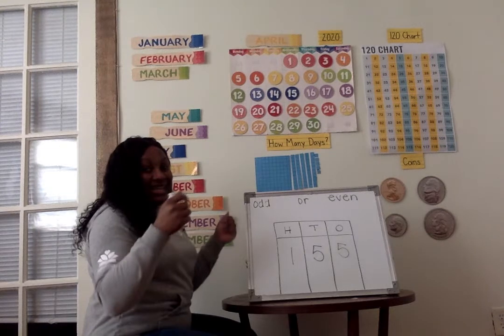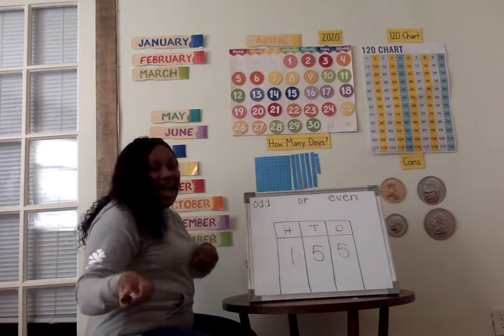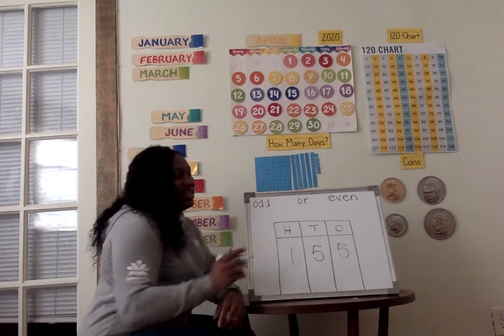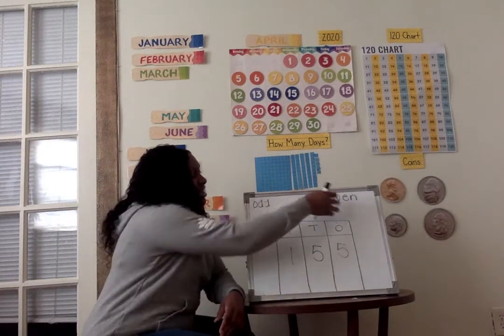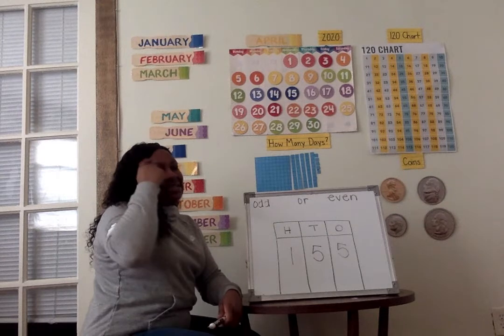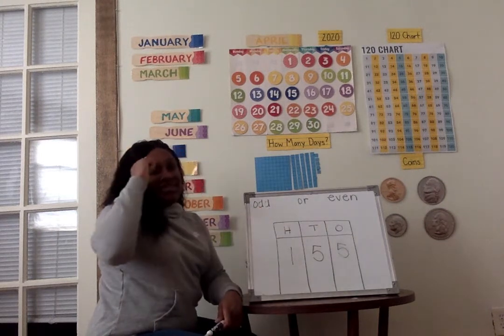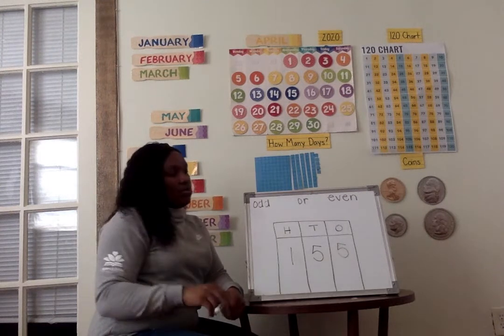Next question. Is it odd or even? Is the number 155 odd or even? And how do you know? Take 10 silent seconds to think. Is the number 155 odd or even? And then ask yourself, how do I know?